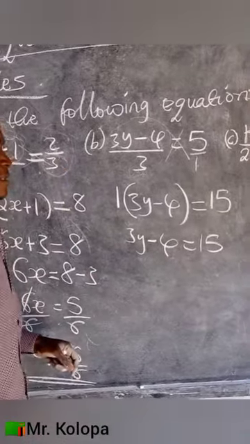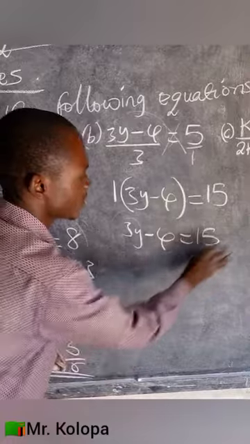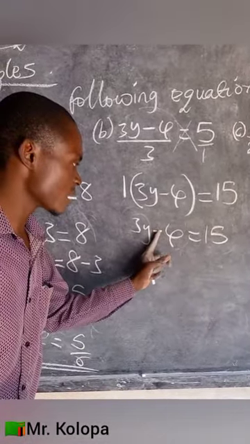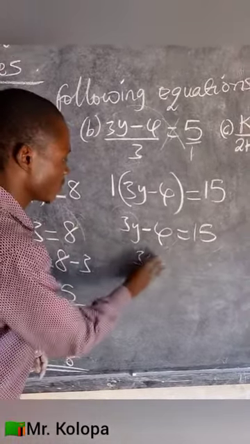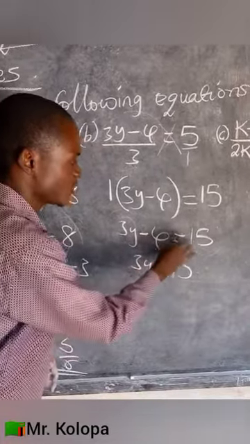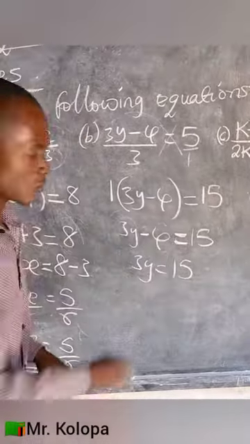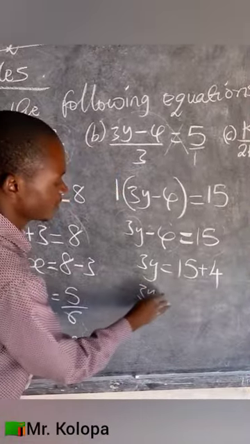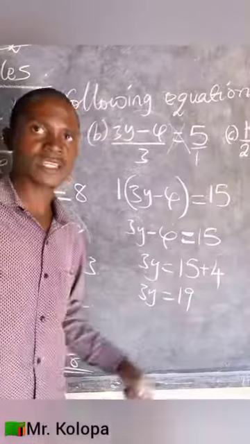Equals 15. Here you count the terms, you have that term, you also have this term, you also have this term. So the like terms are these. So you're going to get negative 4 going the other side to join the 15. So I'm going to have 3y equals 15. Being negative, there is equals. When this 4 goes the other side of the equals, it is going to change the sign. This is 3y equals 19. 15 plus 4, you get 19.